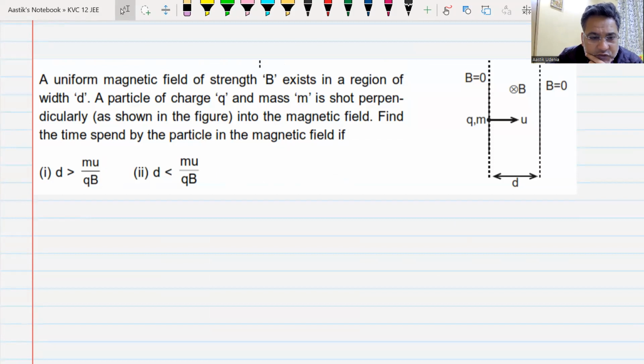A particle of charge Q and mass m is shot perpendicular into the magnetic field. Find the time spent by the particle in the magnetic field if D is greater than some value, and if D is smaller than some value. I'll give you 2 minutes to give me the answer for both the cases.